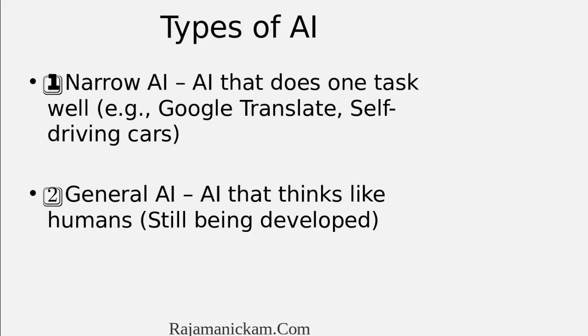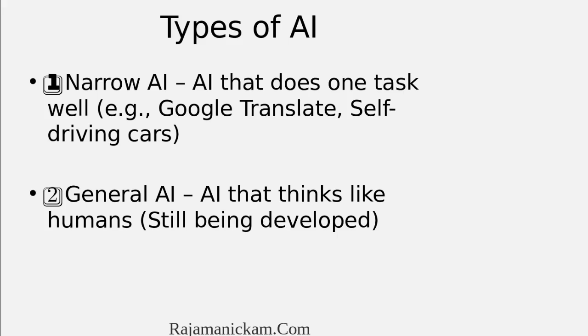So, types of AI. We can categorize AI in different manners. It's a very simple way of categorizing: narrow AI and general AI. Narrow AI means that currently, as I said, each service is using its own kind of AI models and algorithms. In the case of Google Translate, it will be different. We cannot use the same thing for self-driving cars. Self-driving cars will have a different set of AI algorithms, models, and training data, right?